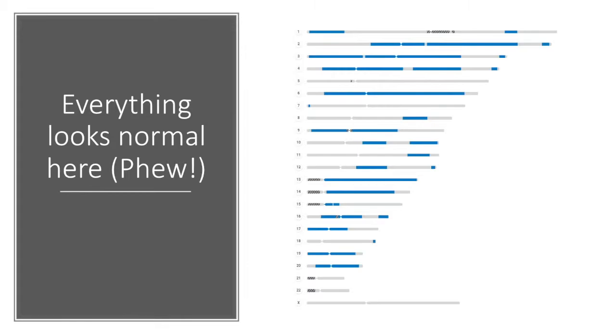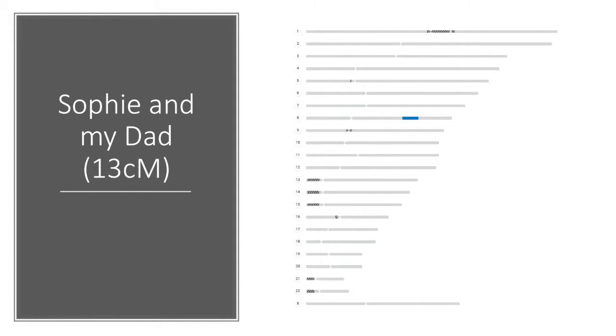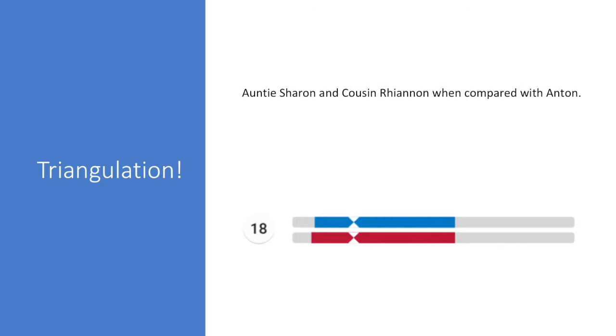Sophie and my dad share that segment on chromosome 8. That's fantastic. And then Sophie and Sharon, my aunt, share a segment on chromosome 17, and we get to triangulate now. Triangulation is when you can get three people who all share the same segment of DNA, and this makes us much more confident in our conclusions.